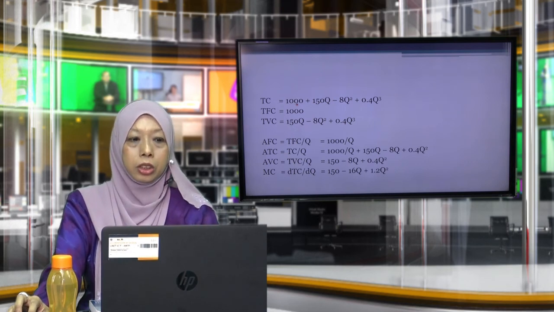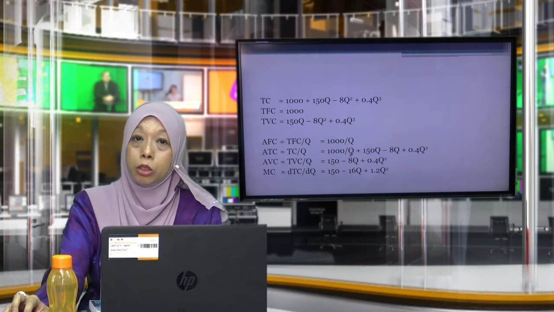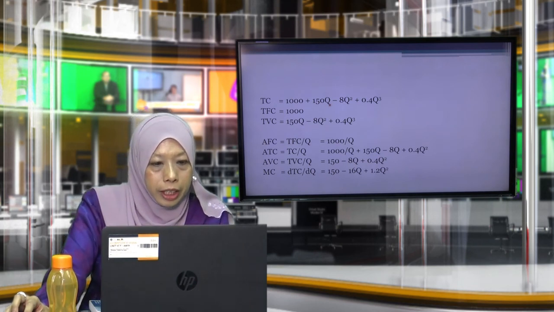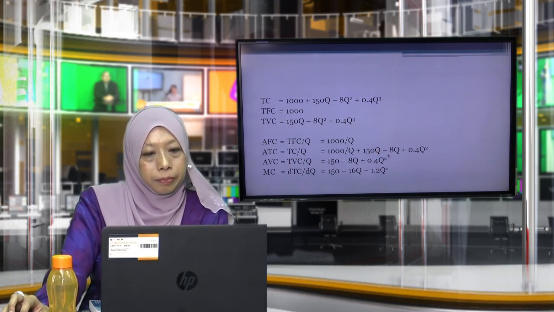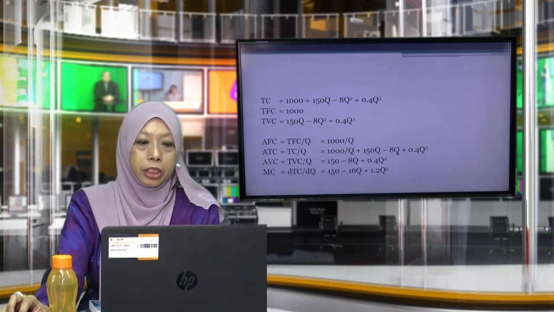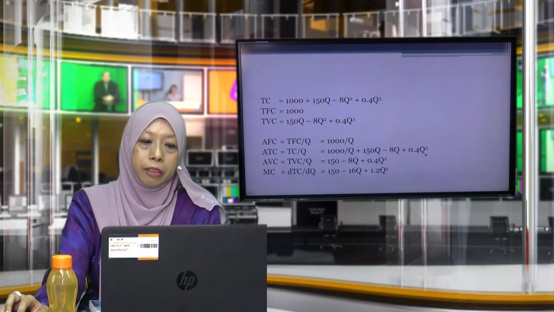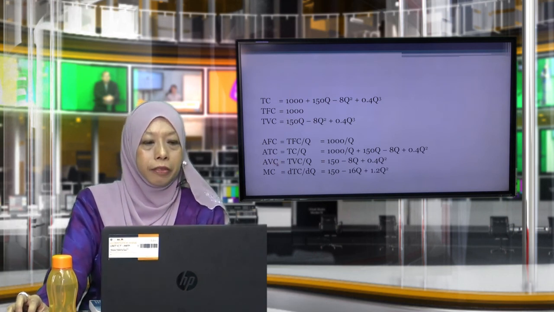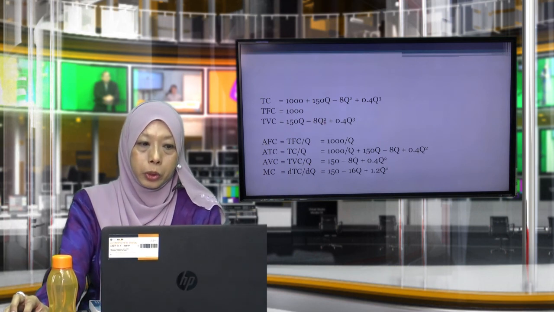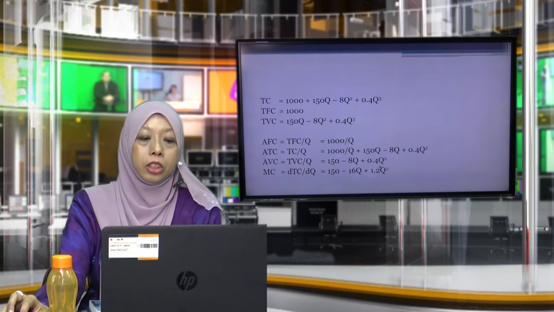To find average total cost, you have to divide each of these terms by Q. So 1000 divided by Q leaves you with 1000 over Q. 150Q divided by Q will give you 150. Then 8Q squared divided by Q will give you 8Q. And 0.4Q to the power of 3, if you divide it by Q, will leave you with 0.4Q squared. Now, the next one is average variable cost. Average variable cost is variable cost divided by Q. So if you divide the total variable cost component by Q, that will leave you with 150 minus 8Q plus 0.4Q squared.